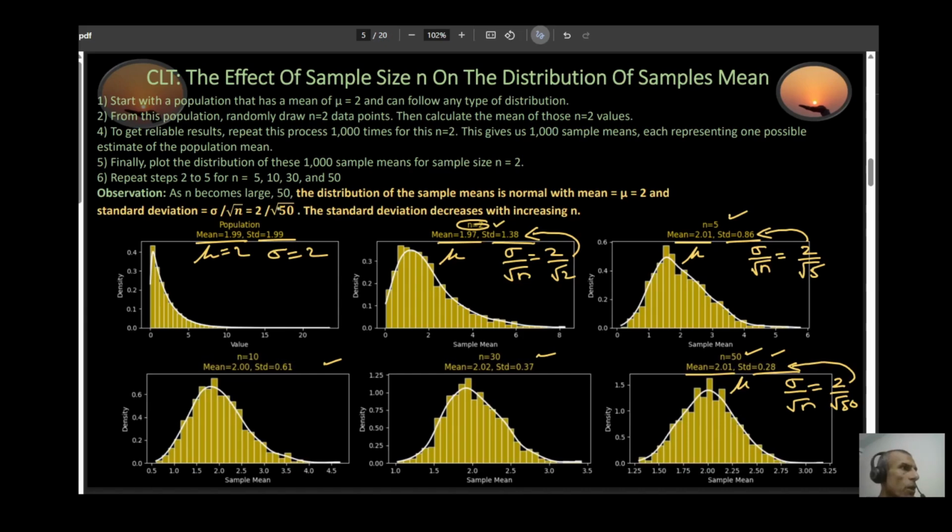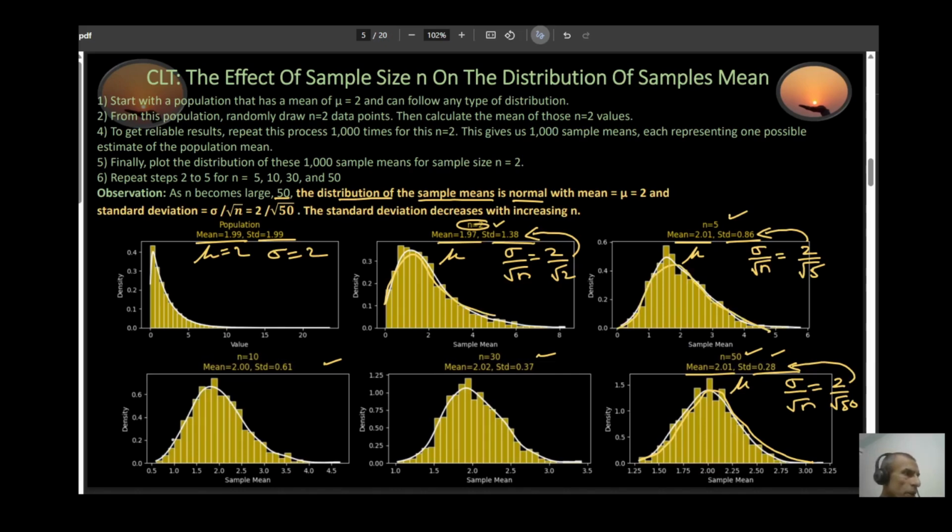So the observation is this: as my n becomes larger, when it becomes 50, the distribution of the sample means is normal. You can see that the shape of the curve gets very close to the normal shape, right here. You see that? Look at this shape. When n was very small, it was not normal. When n starts becoming bigger and bigger, it starts taking the shape of a normal curve.